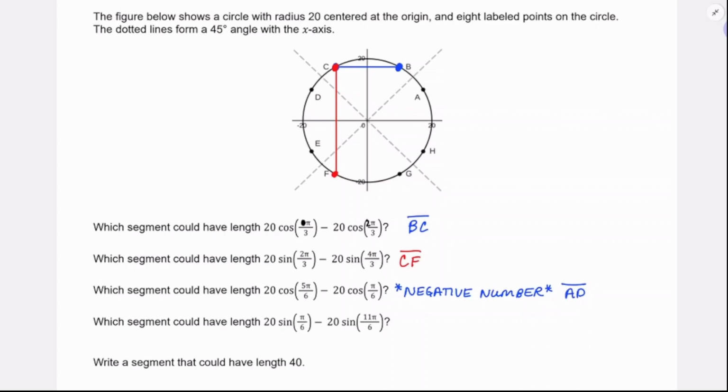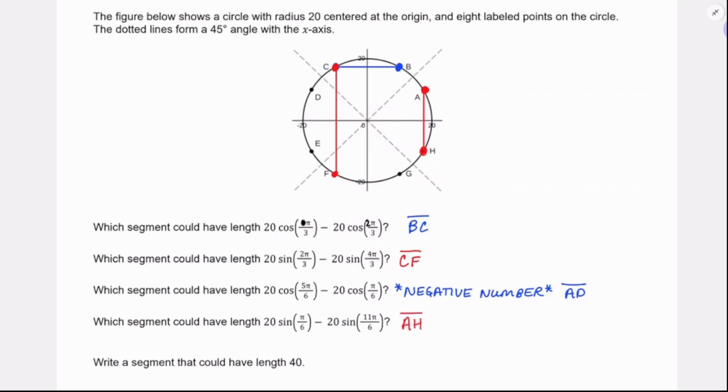And then sine pi over 6 minus sine 11 pi over 6, that would be the difference in y coordinates between these 2 points. They're scaled up by 20 so that they'll be long enough. If it was just sine of pi over 6 minus sine of 11 pi over 6, that would be us working on a circle of radius 1. So 20 times as big, we're working on a circle of radius 20. That's what I'm trying to say. So AH is the segment there.